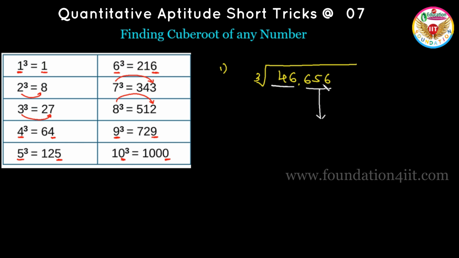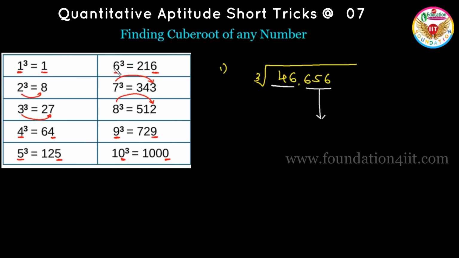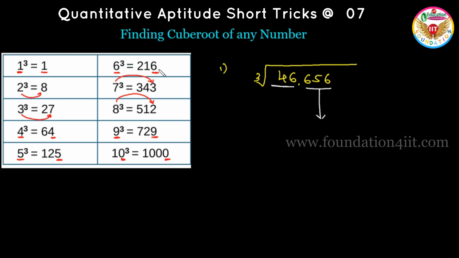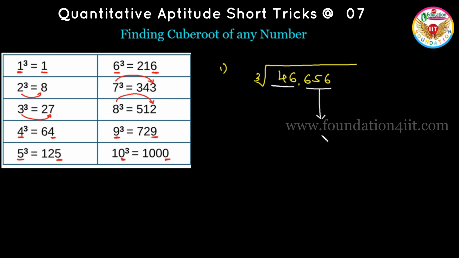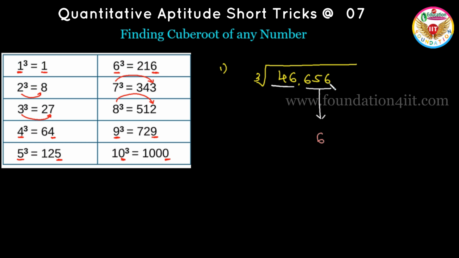Okay, first look at the end number of this value, which is 6. If 6 is there, what are we getting? Again 6. 6 cube also ends in 6. That means the units place is 6, right? So you are supposed to take 6 here. So observe the units place of the last 3 numbers: ones, tens, hundreds. The ones place you observe is 6. So you can write the 6.